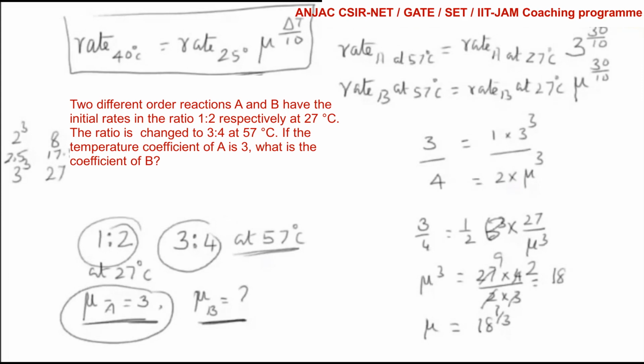Now we have to find out the cube root of 18. Therefore, your answer is mu is equal to 18 power 1 by 3, which is approximately 2.6. What is the correct answer for the cube root? Check whether it is correct or wrong. Or you can see the answers given, but now I have not given any answer to you. You give the answer.